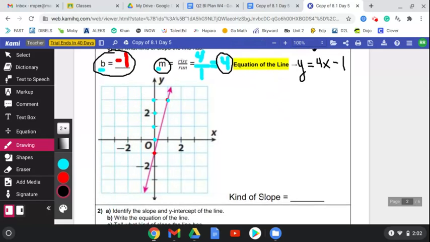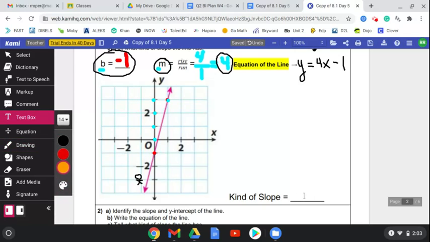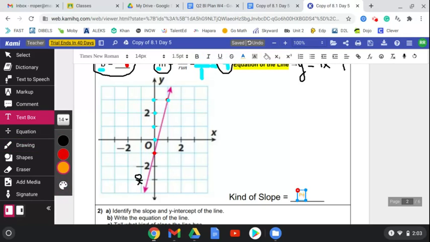So let's answer this question. What kind of slope does this line have? Well, as I read this line from left to right, it's going uphill, right? If there was a guy on the end of this line right here, and he were to walk this line, he would be walking uphill. Okay, so that means this slope is positive slope. And so in Kami, I can come in here and click text box, put my text box right there, and type positive. Okay, this has positive slope.